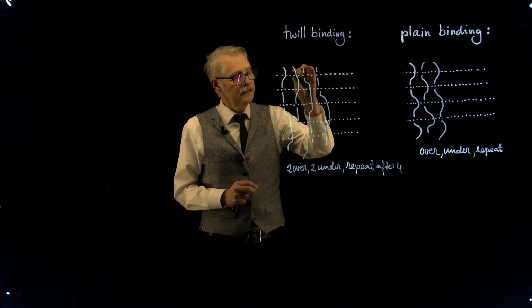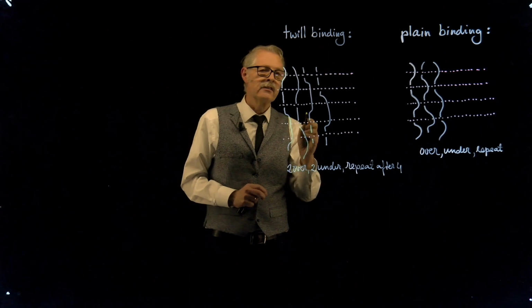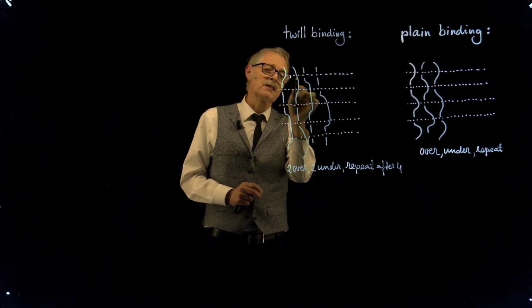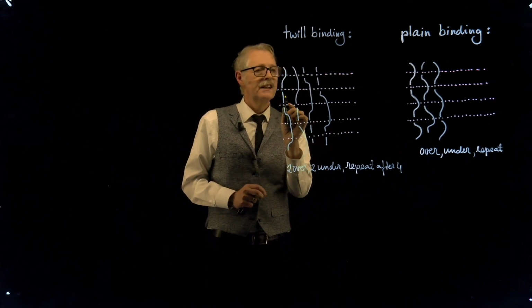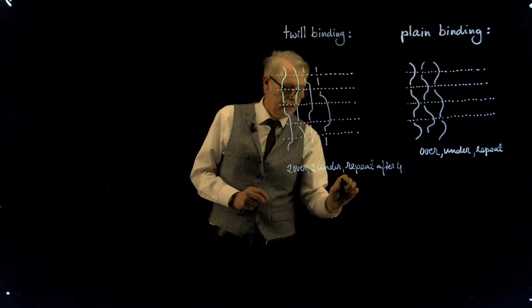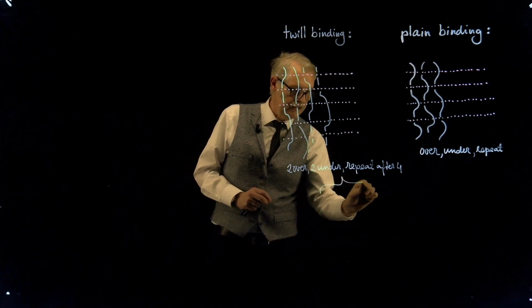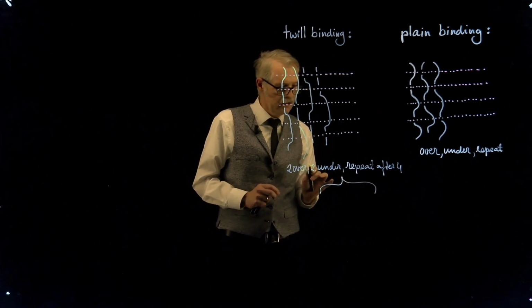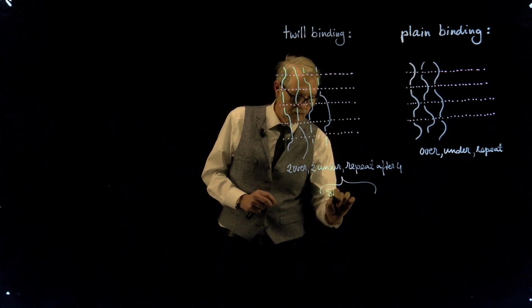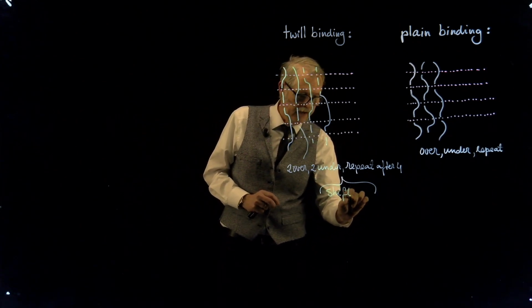The trick is that although it's two over and two under, the shift between two successive warp yarns is just one. So that's what makes it interesting. Otherwise you get what they call a basket weave, shift over one.